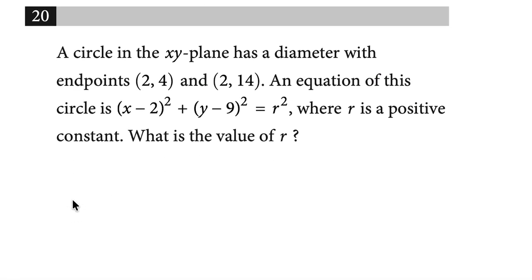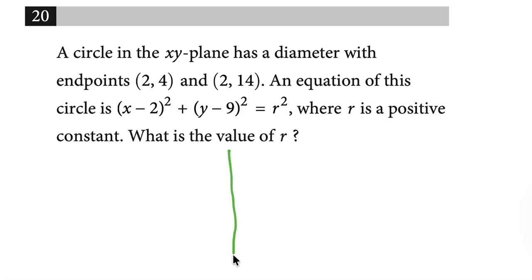Question number 20. Now this is a wonderful question. First, let's do it the traditional way and then we will see the pattern in this question. A circle in the xy plane has a diameter with endpoints (2, 4) and (2, 14). An equation of this circle is (x minus 2) whole squared plus (y minus 9) whole squared is equal to r squared, where r is a positive constant. What is the value of r?